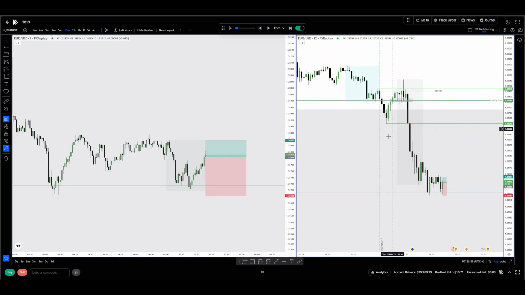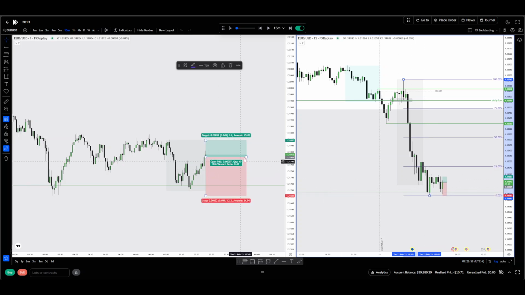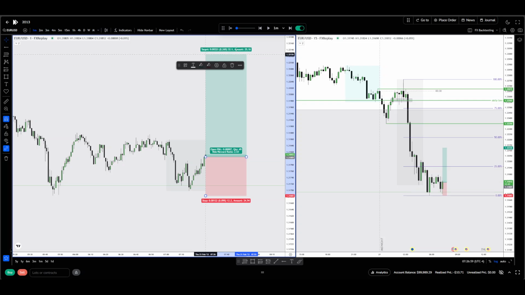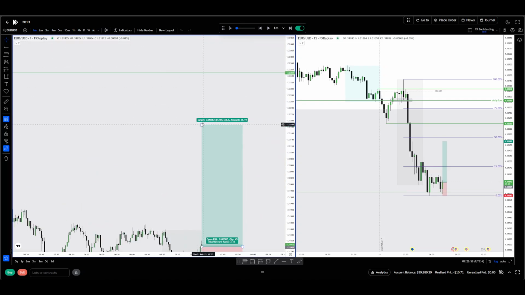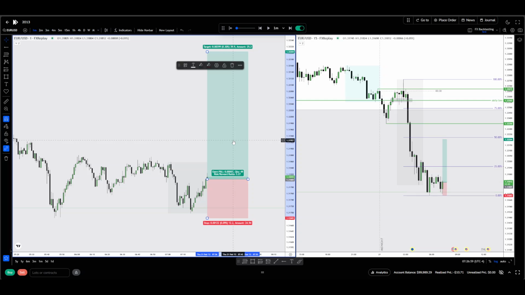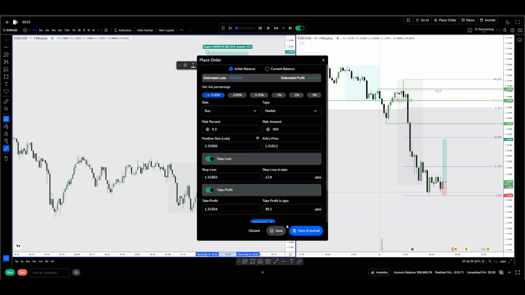And I'm going to do it a bit differently. We have this swing high to this swing low. I'm gonna take it to 50%. Somewhere there. Going in at market.